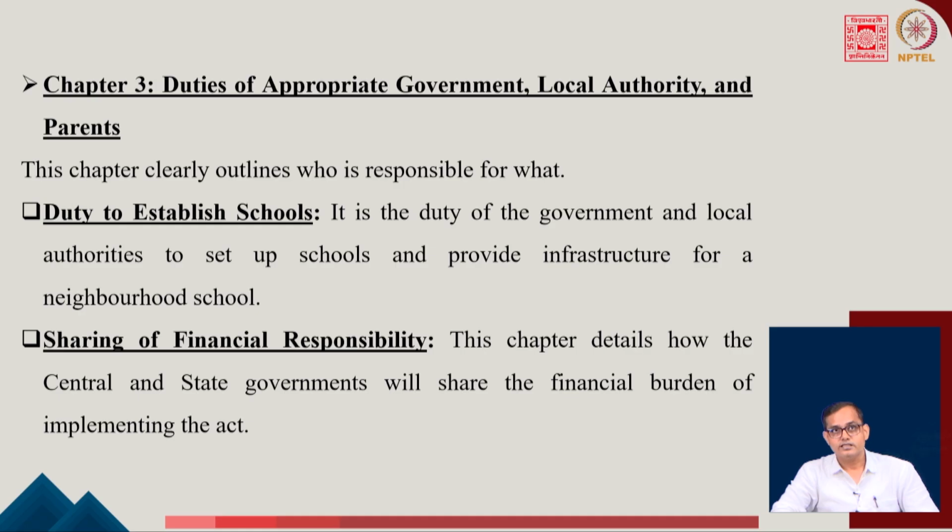Chapter 3, that is related to duty of appropriate government, local authority and parents. This chapter clearly outlines who is responsible for what, such as duty to establish schools. It is the duty of the government, that is central and state government, and local authorities to set up schools and provide infrastructure for a neighborhood school. Sharing of financial responsibilities. This chapter details how the central and state governments will share the financial burden of implementing the Act.